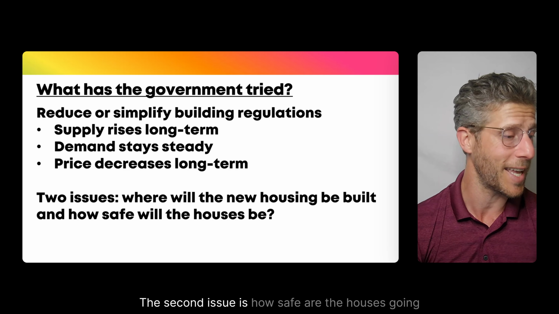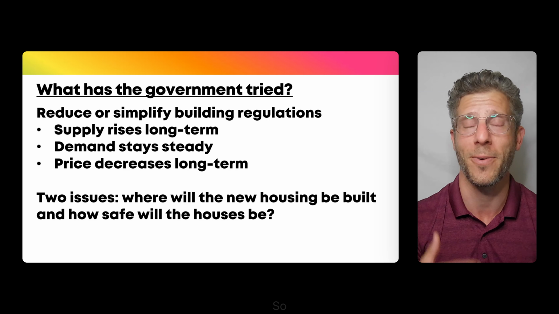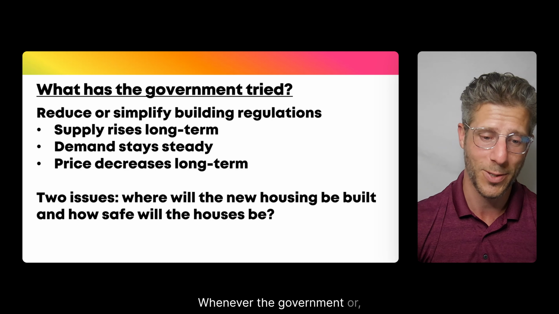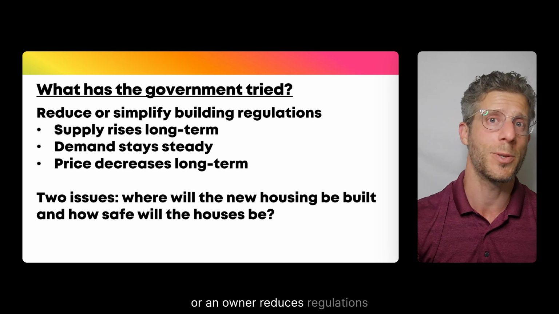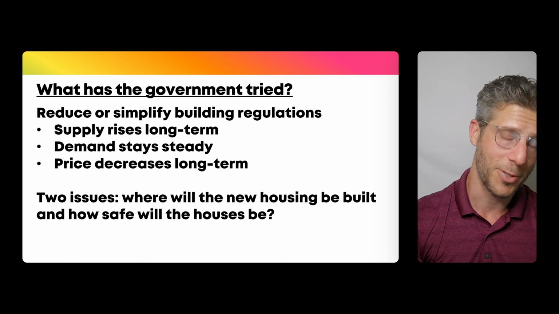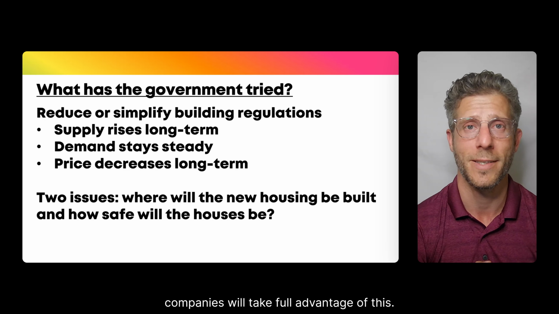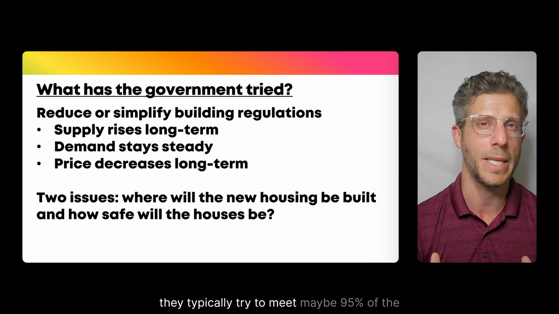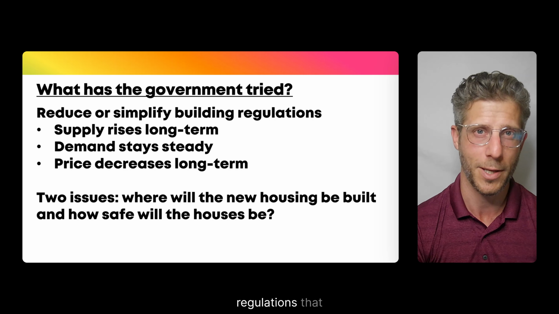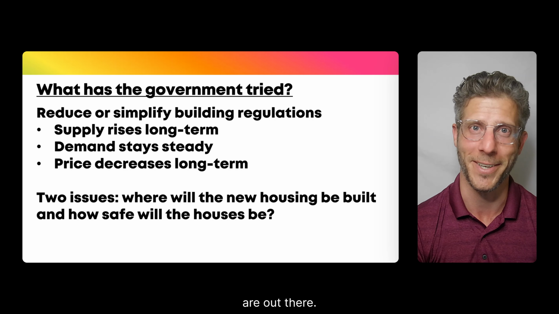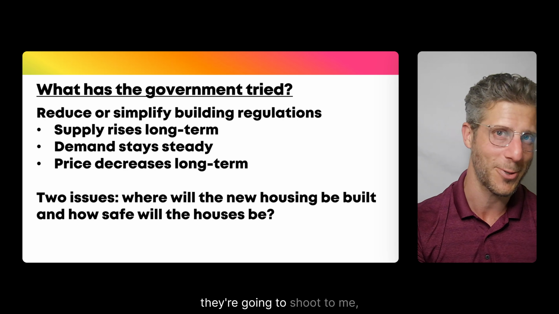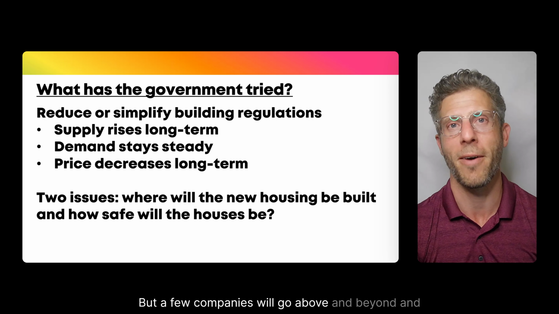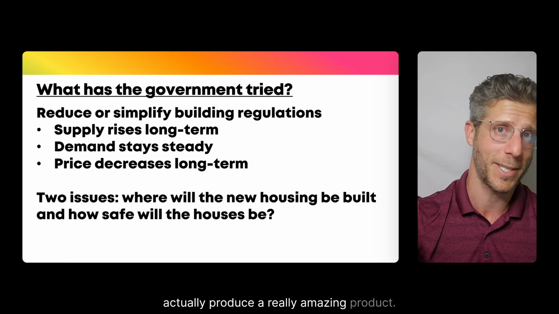The second issue is how safe the houses are going to be. I've been in construction for a long time now. Whenever the government or an owner reduces regulations, construction companies will take full advantage of this. I would say most construction companies typically try to meet maybe 95% of the regulations that are out there. Whatever the code requirements are, they're going to shoot to meet maybe 95, sometimes 100%. A few companies will go above and beyond and actually produce a really amazing product.